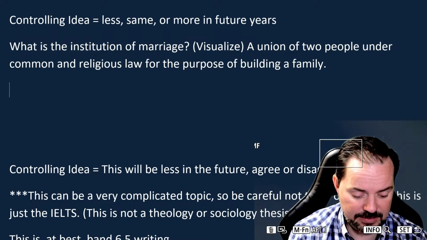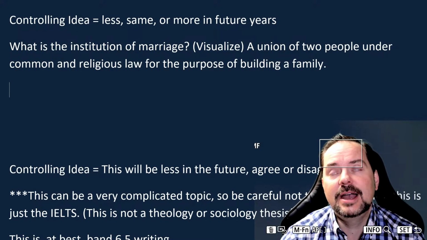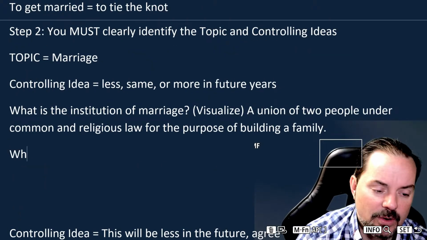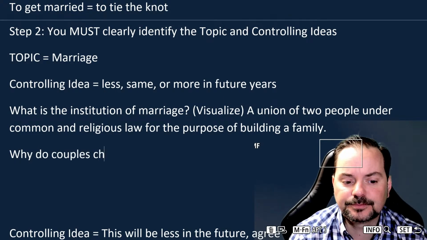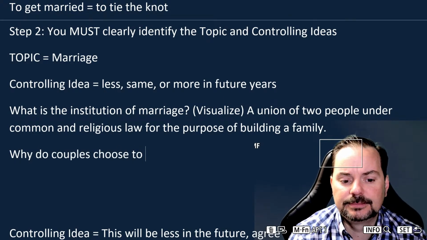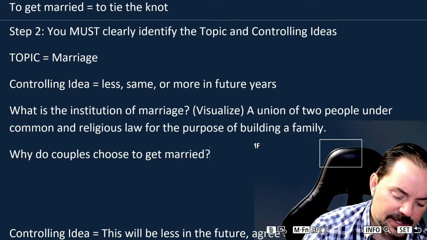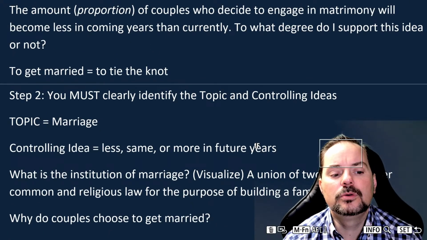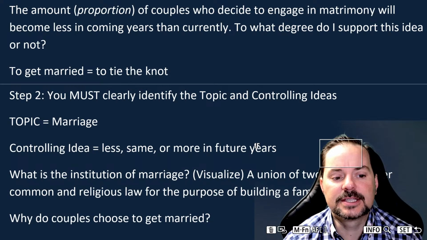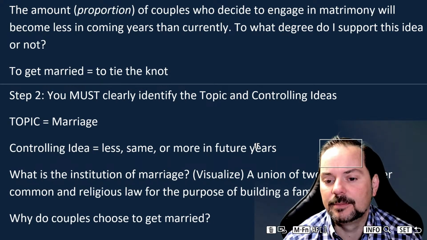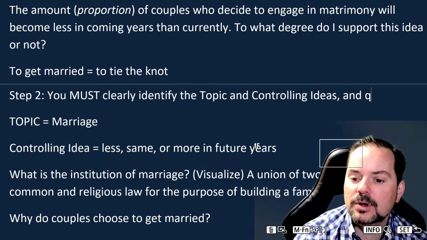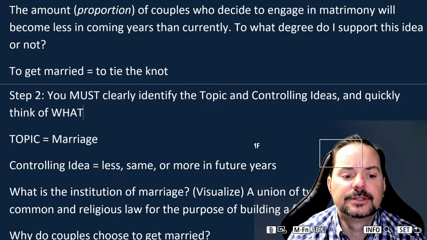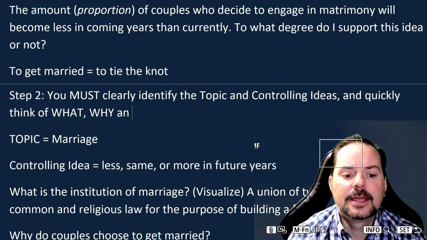So why do you think people get married? And of course, you have to think about this before you write this essay. So why do couples choose to get married? I hope you've been thinking about this. So again, for those of you who are new to this, in step 2, you clearly identify the topic and controlling ideas and quickly think of what, why, and how.